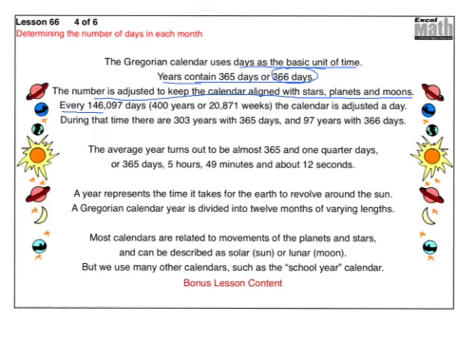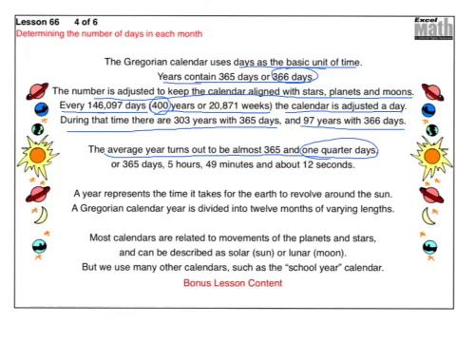Every 146,097 days, that's every 400 years, or 20,871 weeks, the calendar is adjusted a day. So during that time, there are 303 years with 365 days and 97 years with 366 days. I'm not sure if you're going to be alive for one of these years where we have to adjust the calendar. The average year turns out to be almost 365 and 1/4 days, or 365 days, 5 hours, 49 minutes, and about 12 seconds. The year represents the time it takes for the Earth to revolve around the sun.